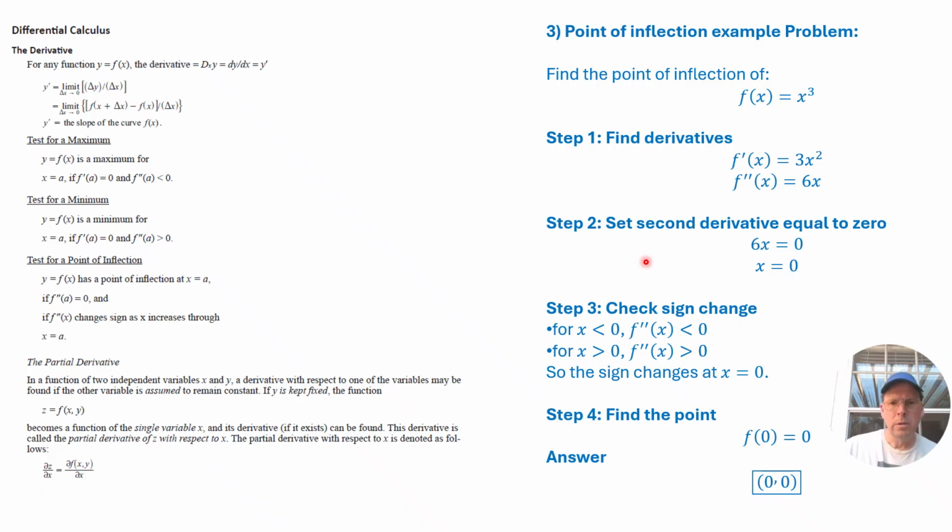Check the sign change: for x less than 0, the second derivative is less than 0, and for x greater than 0, the second derivative is greater than 0. So the sign changes at x equals 0 in this case. Find the point. So the answer is (0, 0) with this example.